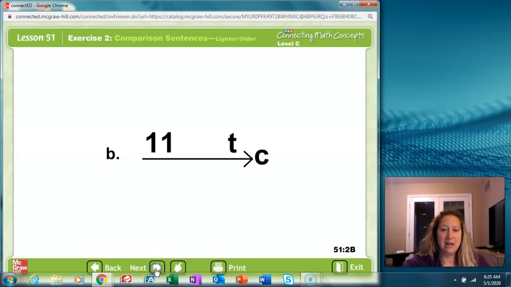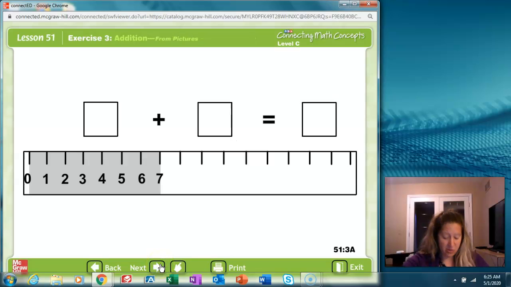And check it. Here's the number that tells how many more or less. And since the truck is newer, that means it's younger, it's smaller, and the car is older, meaning it's more, right? Okay, good job.